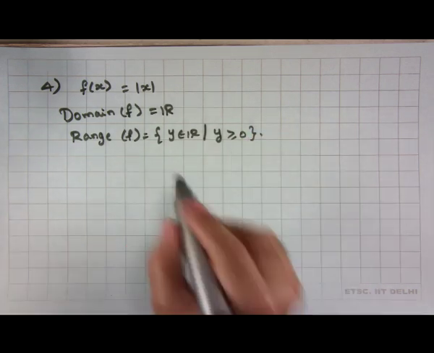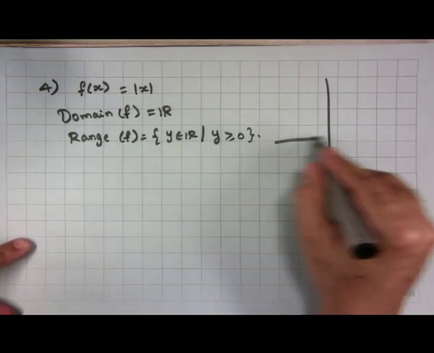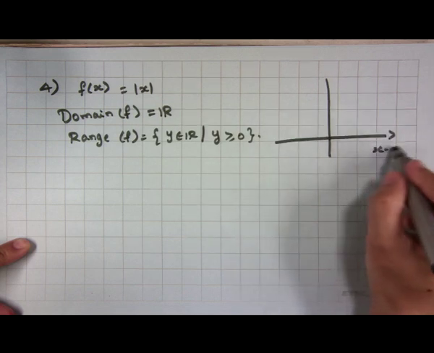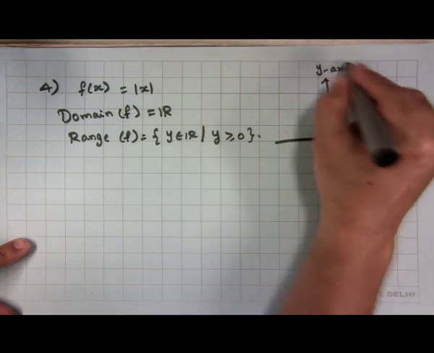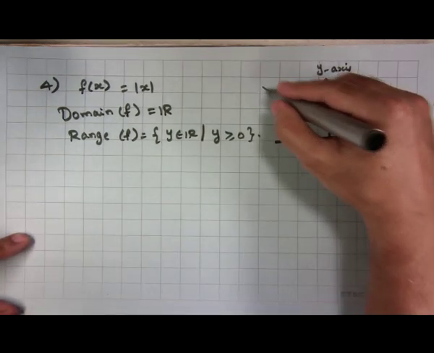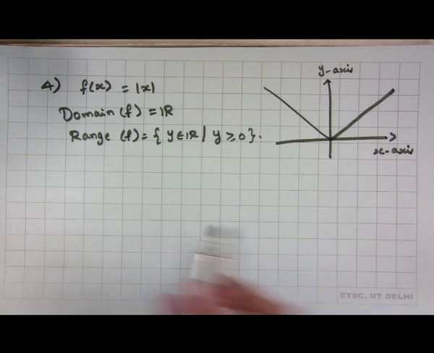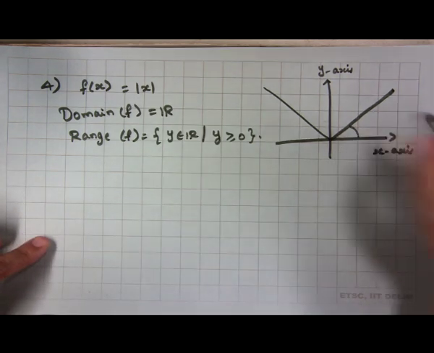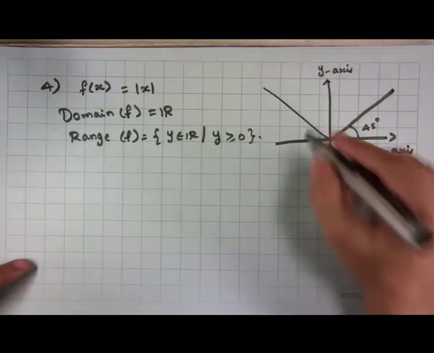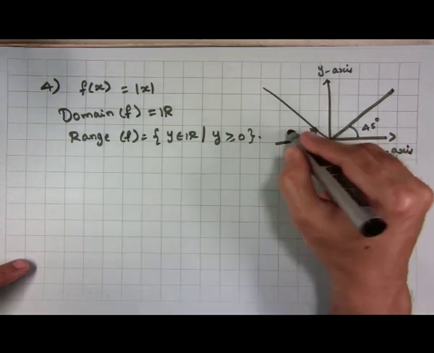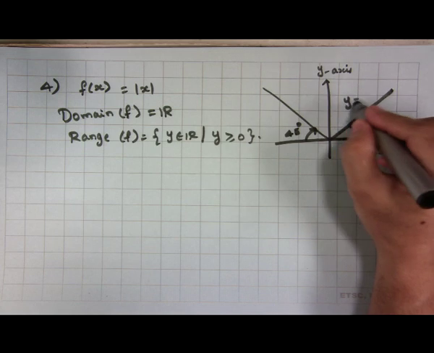Now, let us try to draw the graph of this function. This is your x axis, you have the y axis. In this case it is going to be two slanting lines, both making an angle. One makes an angle of 45 degrees, the other makes an angle of 135 degrees, or the other way, this angle is going to be 45 degrees. This is y equal to mod x.